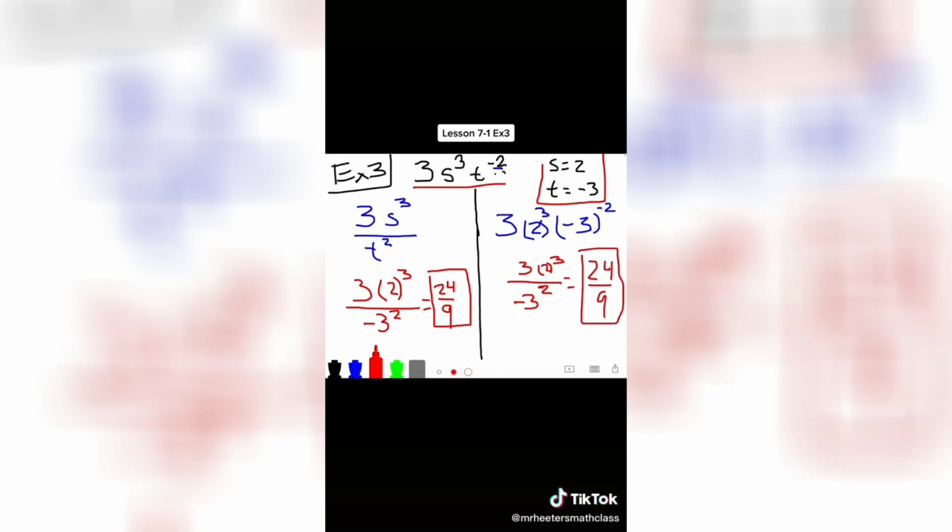Again, you could simplify that if you wanted. Here in the first method, we simplified the expression first and then plugged in our values. In the second method, we plugged in first and then simplified our expression and solved.